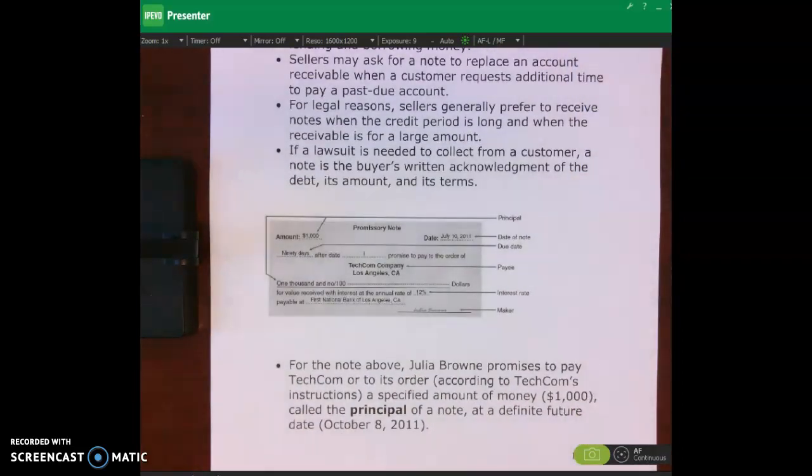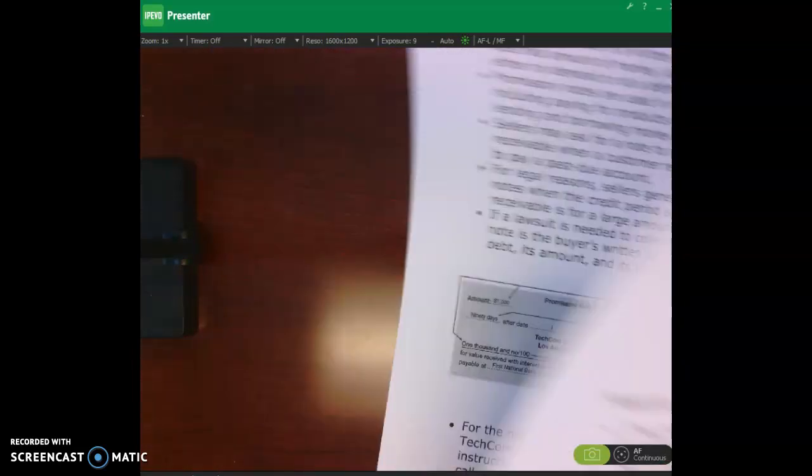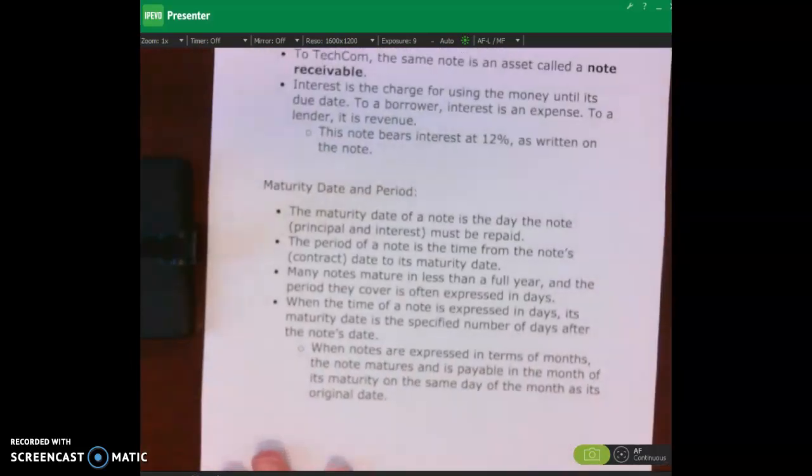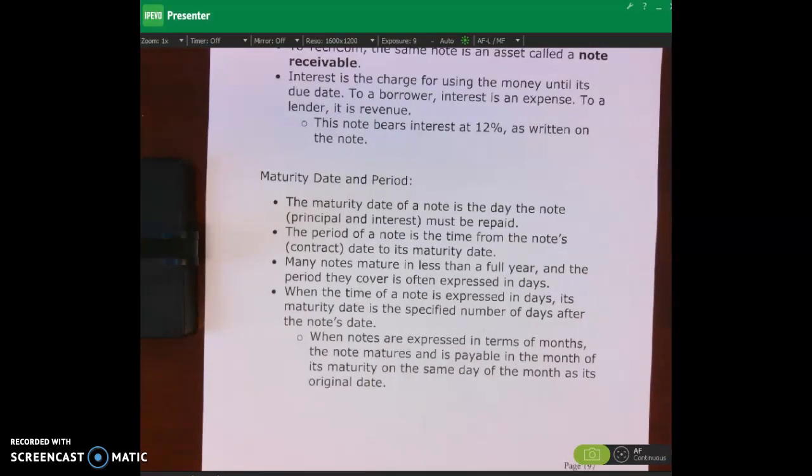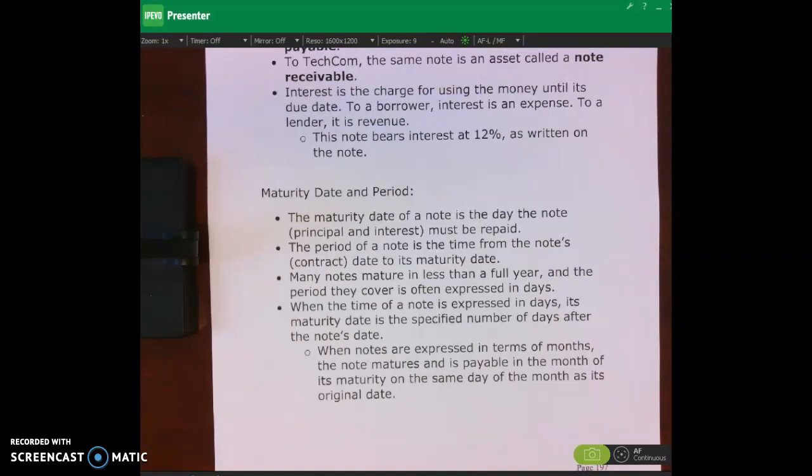One of the things we have to look at, and I'm flipping ahead to page 197, is how to calculate the maturity date. That's the date that the buyer has to pay us. Remember, we're on the seller's standpoint here because we're talking about a note receivable. Here's the date of the note, and the buyer says, we'll pay you in 90 days. What is that exact date? That just involves looking at the calendar and adding up the number of days to get to the maturity date.